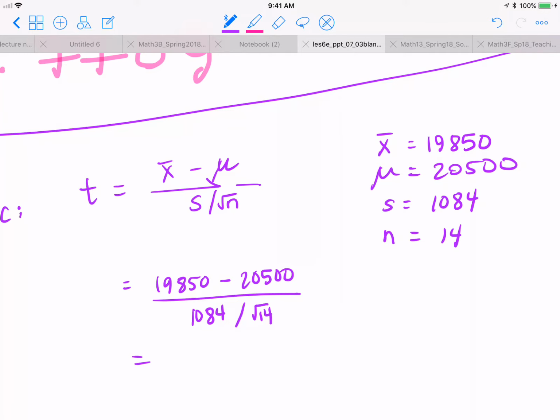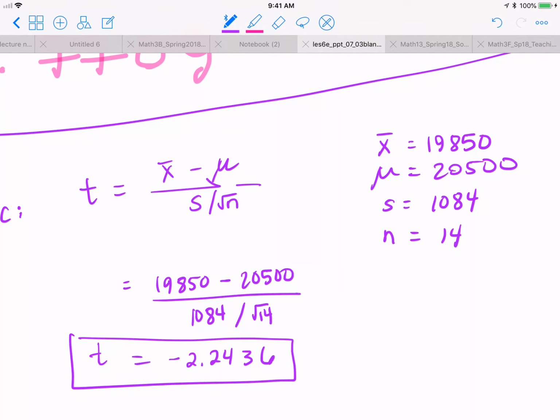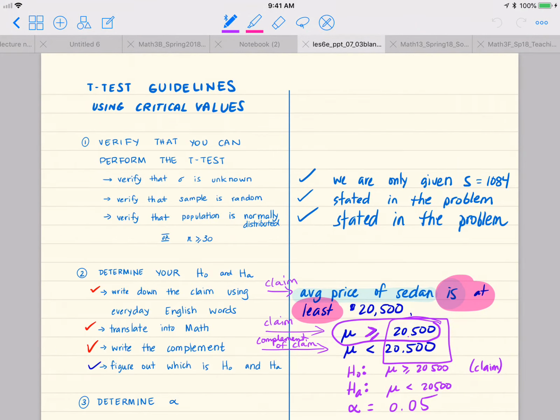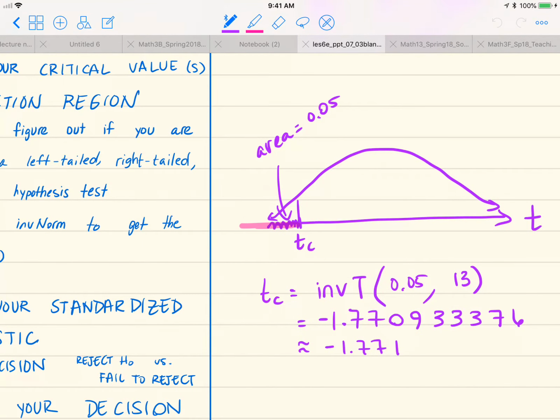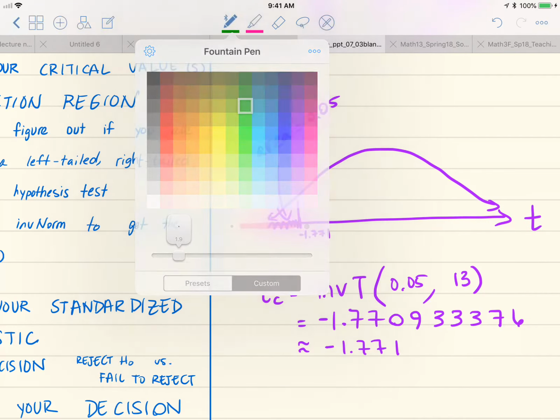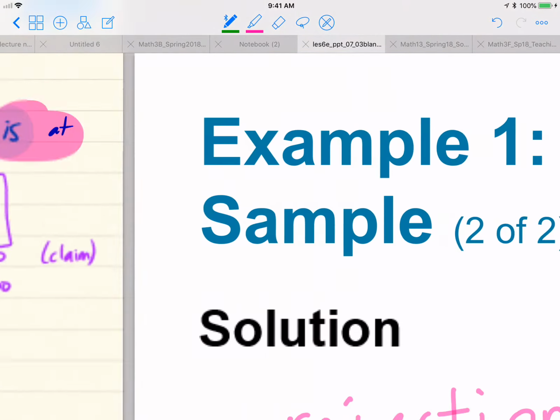All right, now we're ready to plug these in. We get 19,850 minus 2,500 over 1084 divided by the square root of 14. We should get negative 2.2436. So this is our standardized test statistic: negative 2.2436.